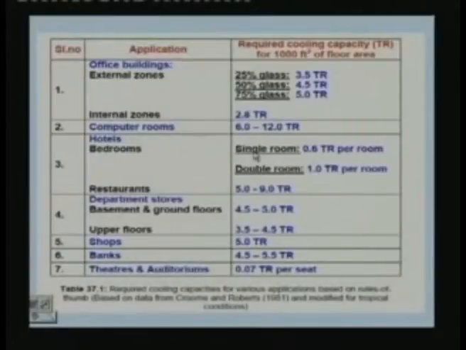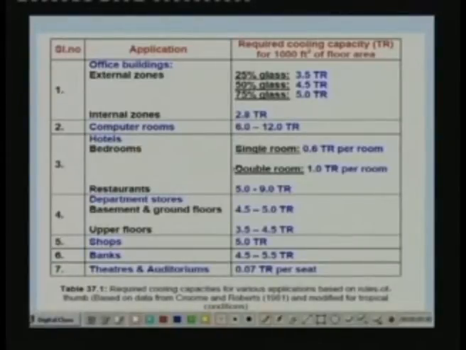For example, this particular table shows the required cooling capacity for various applications. For example, you can see here that for an office building, if it is an external zone and if it has 25% glass, the required cooling capacity is about 3.5 TR for 1000 square feet of floor area. If the percentage of glass is 50%, then the required cooling capacity is about 4.5 tons and so on. Similarly, for other applications, for example computer rooms, the required cooling capacity lies in between 6 to 12 tons per 1000 square feet of floor area.